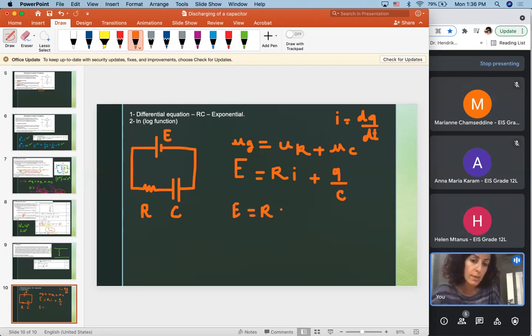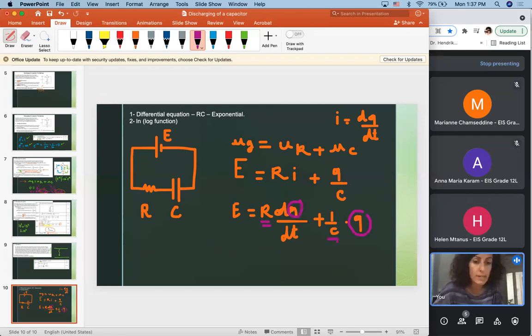So I'm gonna write it as R dQ over dt plus Q over C equals E. The 1 over C I put on one side and Q on the other side. What are the functions? I have function Q and function Q. Here I have a constant R, constant C or 1 over C, constant E. So the constant is a different story. But the Q as a function, what does function mean? It means something as a function of time.